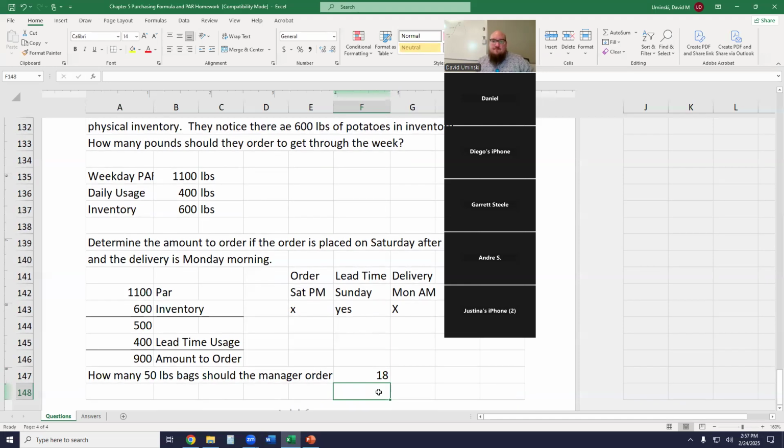Okay. So this is just another way that you have to remember, what am I going to use on those days that are lead time usages in order to calculate our ordering correctly?